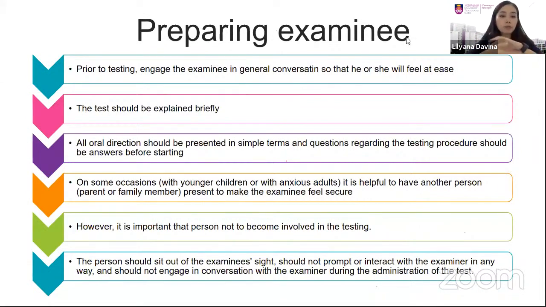In our case with younger children, it is helpful to have their parents around to make the child feel secure. However, it is important to make sure that the parents do not get involved in the testing. Parents should sit out of the examinee's sight. They should not prompt or interact with the examinee in any way and should not engage in conversation with the examinee during the administration of the test. So parents must sit at the side quietly, without saying anything that will sabotage our result.